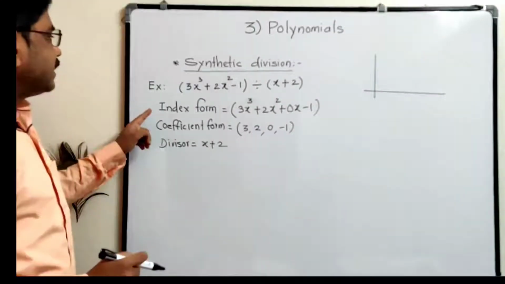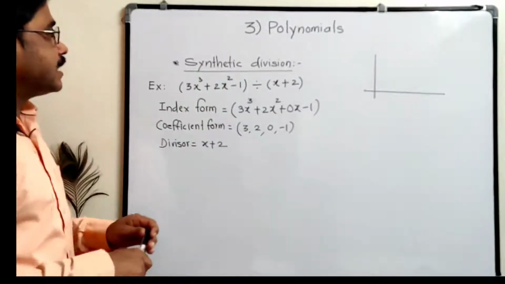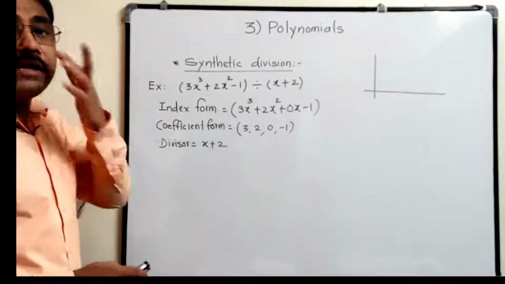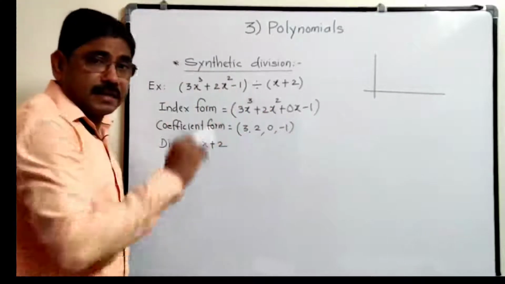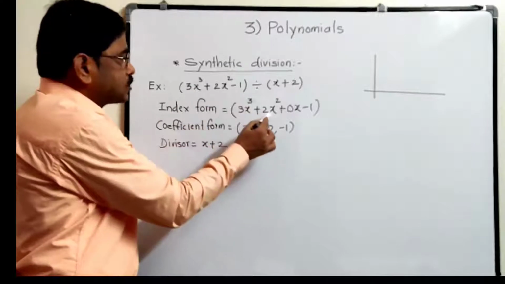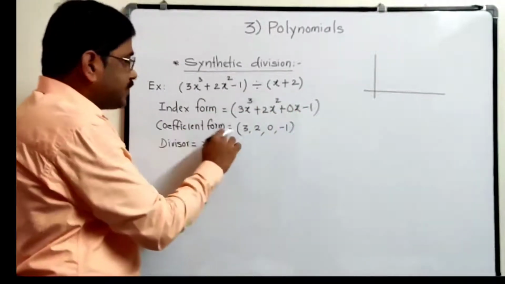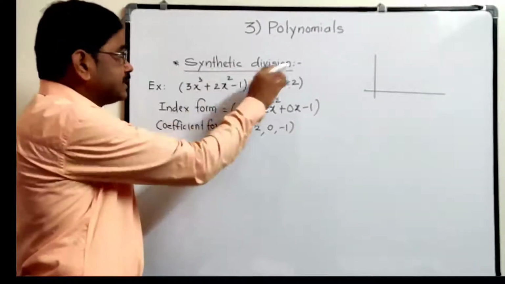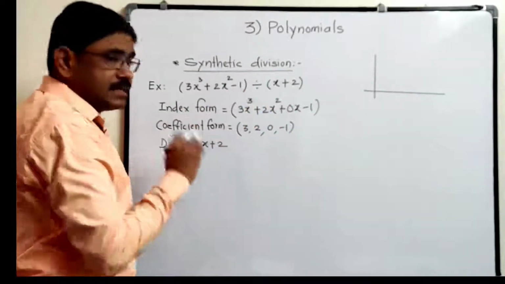So here what is given? 3x cube plus 2x square minus 1, that is the dividend, divided by x plus 2. So write the dividend in index form first. When writing index form, if the terms are absent, write with 0 coefficient. So 3x cube plus 2x square, x is not there, therefore 0x, minus 1. Now write in coefficient form. So first aim is to write the dividend in coefficient form in synthetic division. So 3, 2, 0, minus 1. Our divisor is x plus 2.